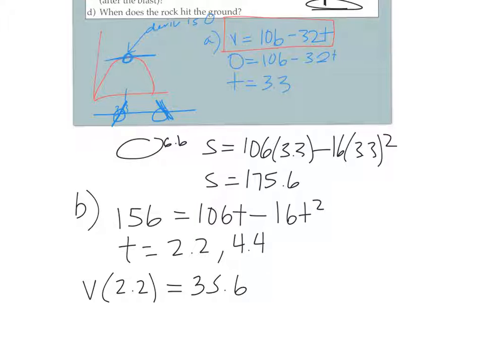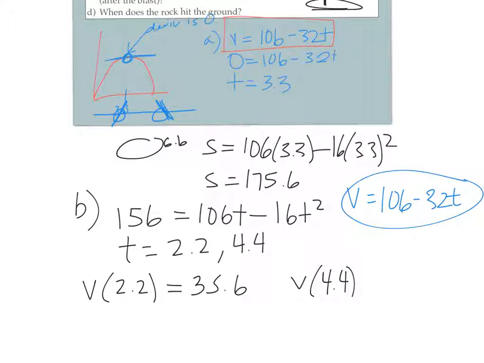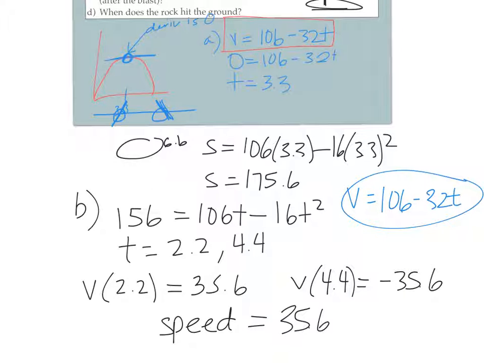Wait. Where are you putting the 2.2? Into the formula for velocity that we got earlier. So we got a formula for velocity earlier. That's 106 minus 32t. Okay, so I'm just using that formula. That's a derivative formula that we got. And now if we plug in 4.4 into there, I don't even need to do it. I know it's going to be negative 35.6. Okay, because it's on the opposite side. So the speed at both points is what? 35.6 feet per second.